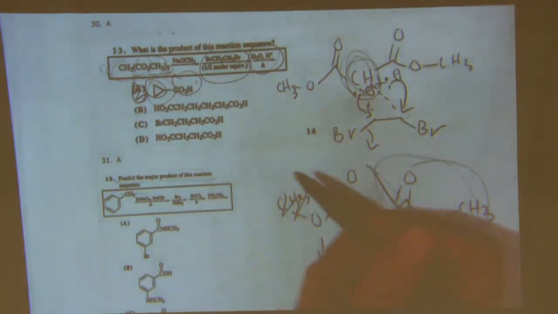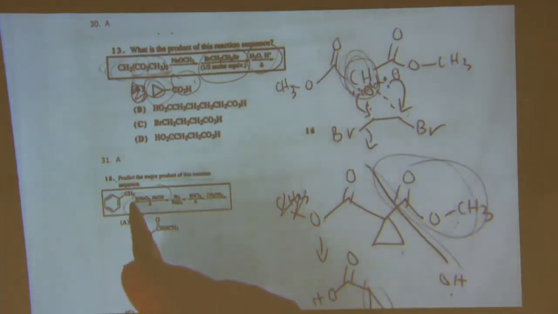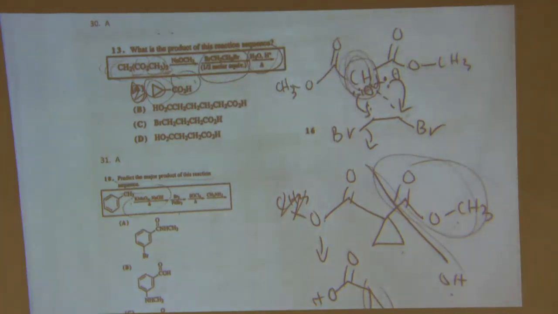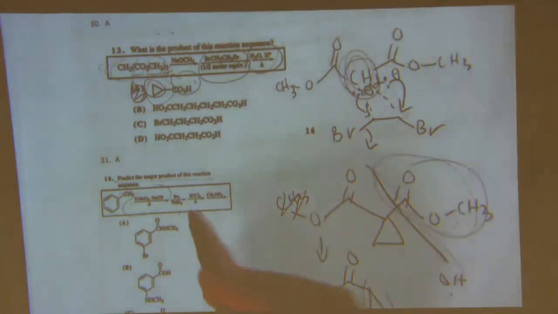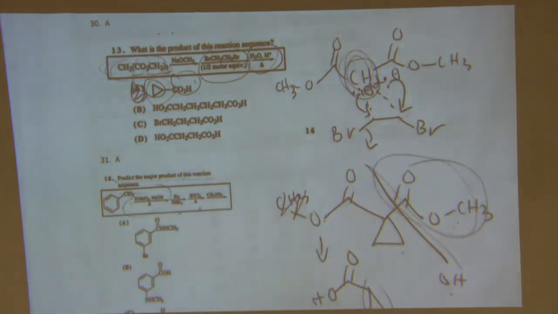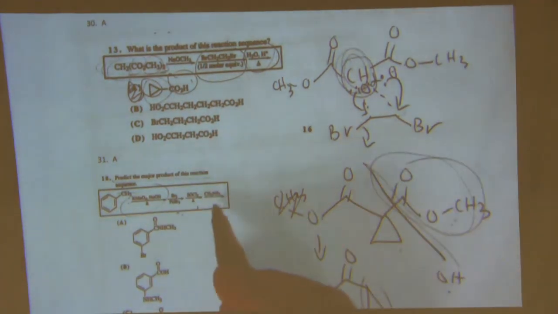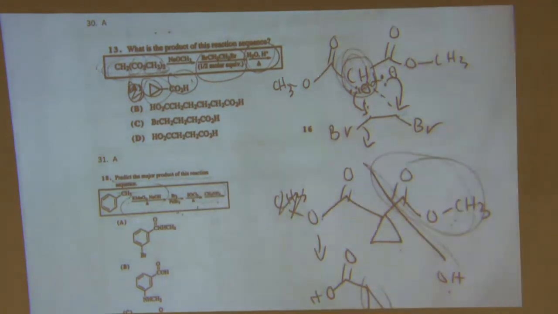The last question, predict the major product of this reaction. KMnO4 is going to make this into a carboxylic acid, right? Then we're going to brominate it. Carboxylic acids are deactivators, so you're going to brominate it in the meta position, right? And then SOCl2 is going to turn your carboxylic acid into an acid chloride. And then you're going to do a substitution with your primary amine to get an amide.